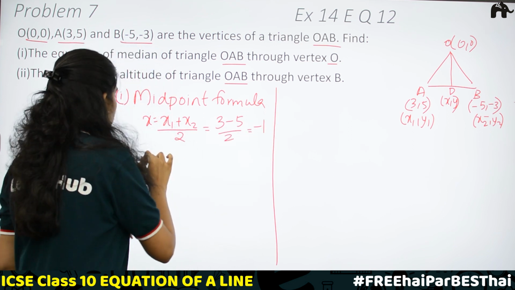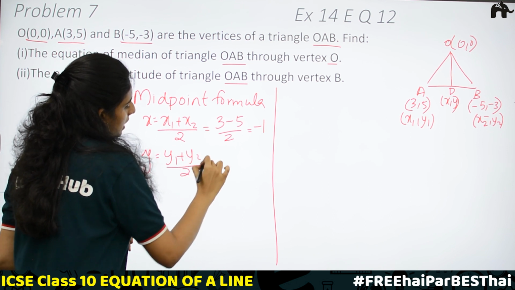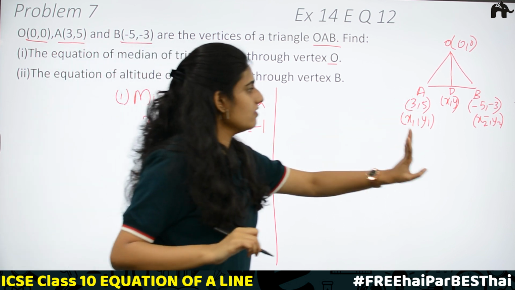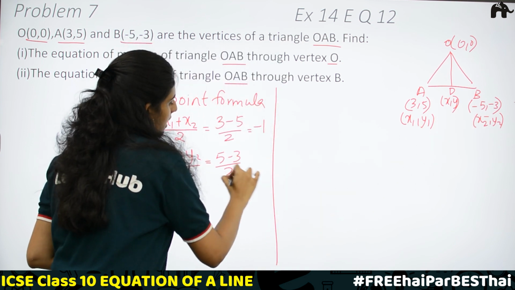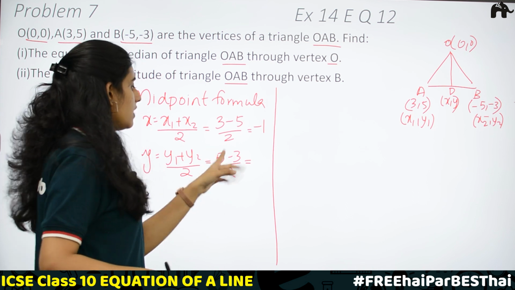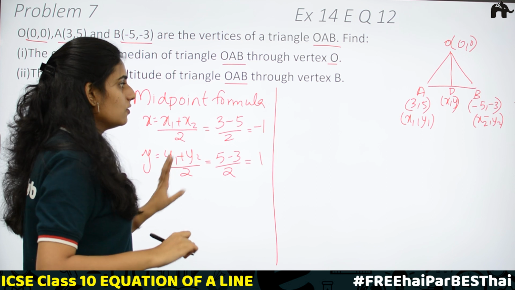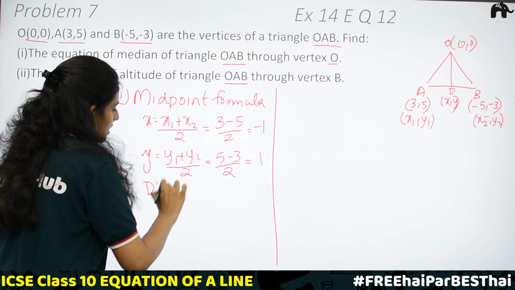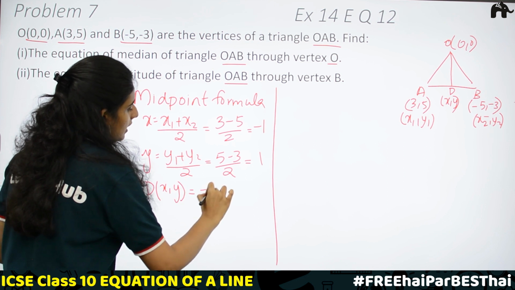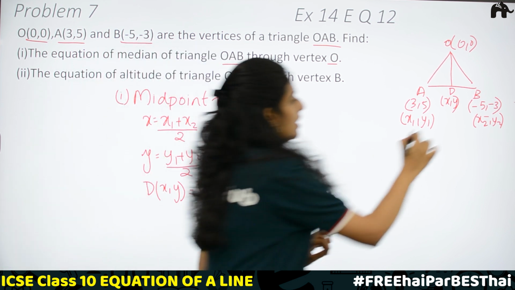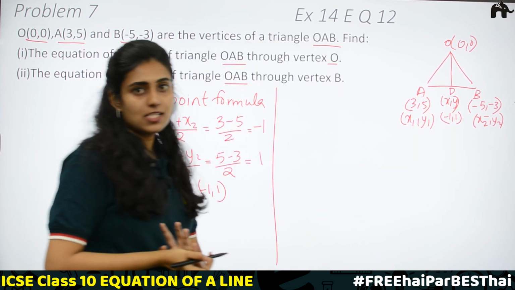Okay. Now to find y. Y will be equal to (y1 plus y2) divided by 2. y1 is 5 and y2 is minus 3. 5 minus 3 divided by 2, that is equal to, 5 minus 3 is 2, 2 by 2 is 1. So we get the coordinates of point D: x, y is equal to minus 1, 1. Now we can easily find the slope.